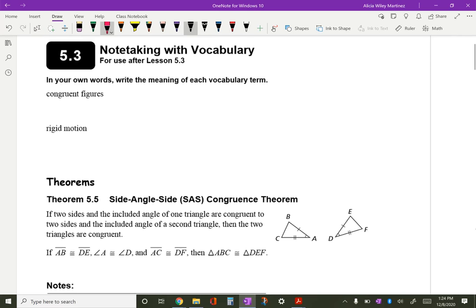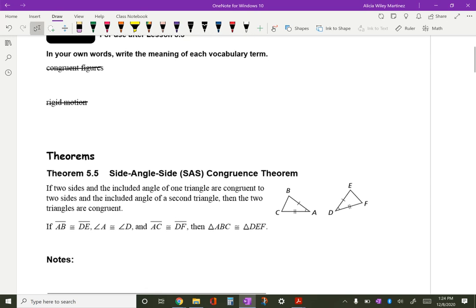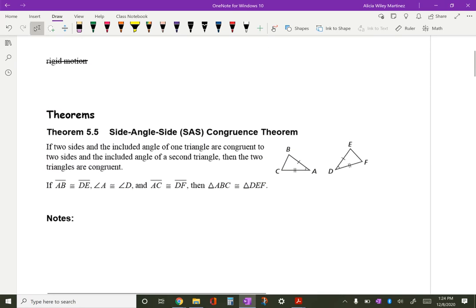Okay, so for the definitions, I'm not going to go over congruent figures or rigid motion. Those are previously defined vocabulary terms that we have talked about. But I may add some other information up there, so don't just completely cross it out. Today I'm going to start introducing one of the ways that we can determine that two triangles are congruent.